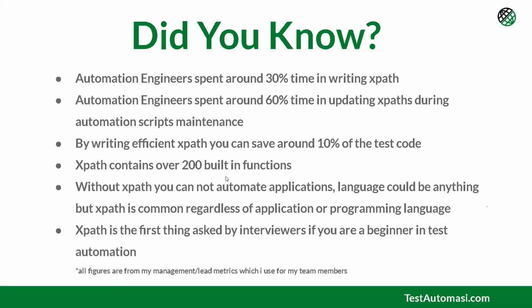XPath contains over 200 built-in functions. Most people are using text equals something, contains equals something. But XPath has over 200 built-in functions. So I'm sure any task which you are doing in code, you can achieve through XPath, like trim, using normalize-space, replacement, finding out the length, you can do that. Finding out the position, you can do that. So there are a lot of functions people are not aware of while writing XPaths. Without XPath, you cannot automate applications.